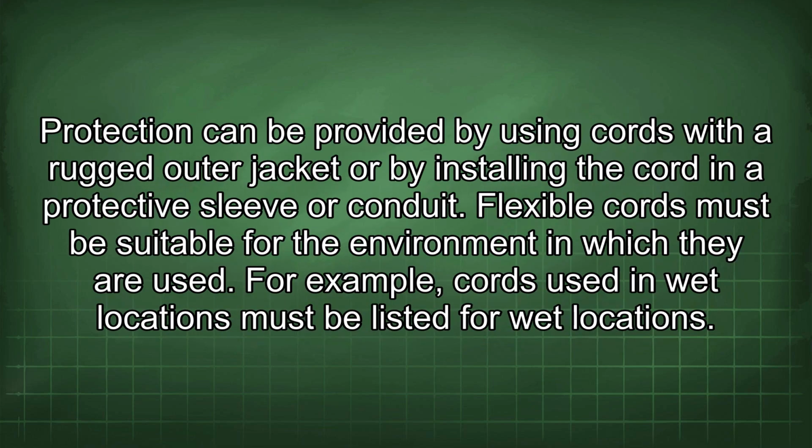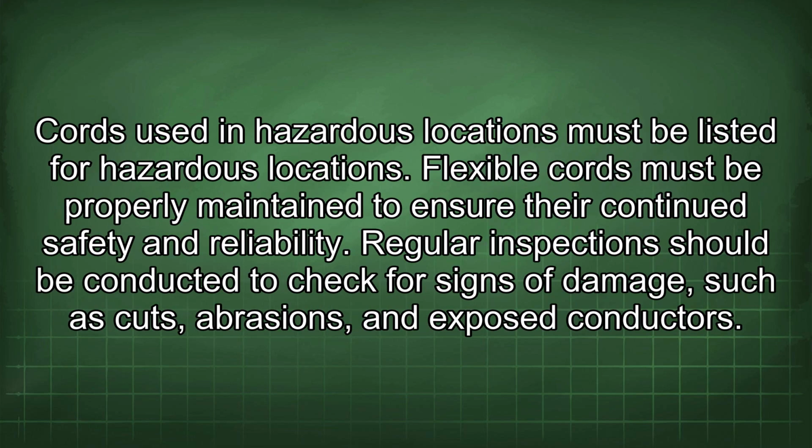Protection can be provided by using cords with a rugged outer jacket or by installing the cord in a protective sleeve or conduit. Flexible cords must be suitable for the environment in which they are used. For example, cords used in wet locations must be listed for wet locations. Cords used in hazardous locations must be listed for hazardous locations.